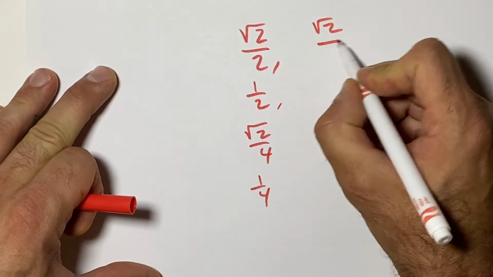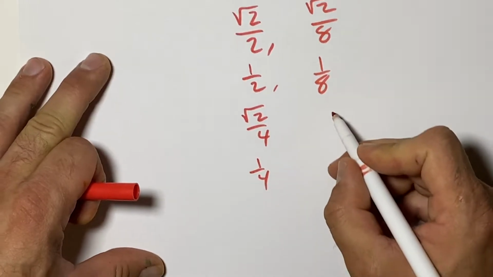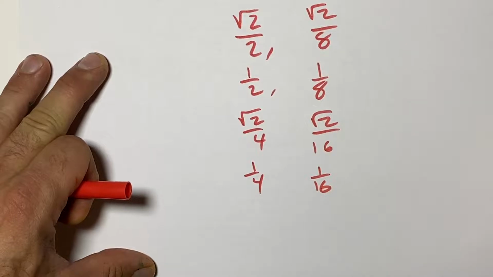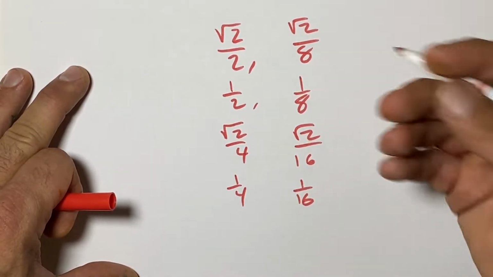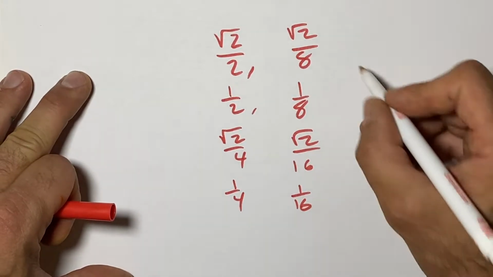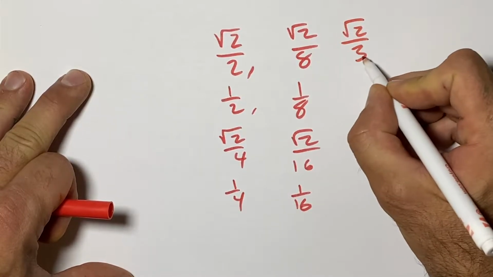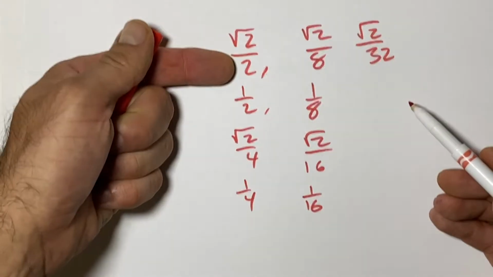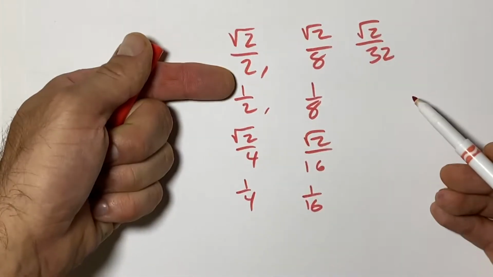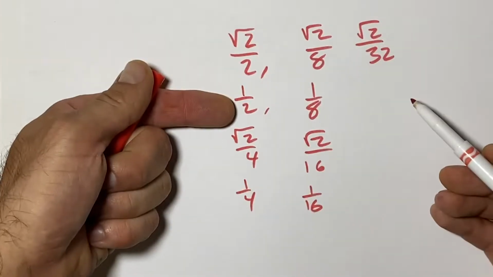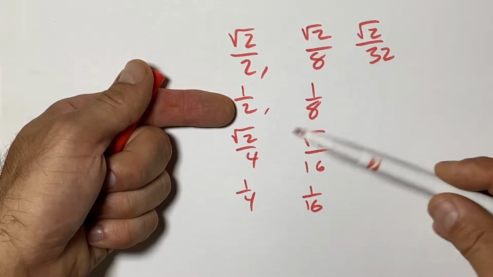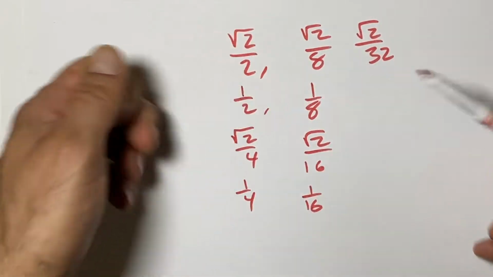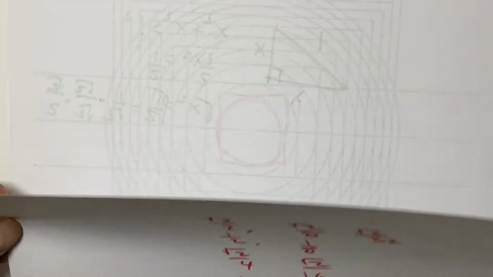Then radical 2 over 8. Then 1/8. Radical 2 over 16. 1/16. So you could probably see the pattern by now. The next one will be, what do you think? Radical 2 over 32. So we alternate between the radical 2 over 2 and then the whole number 1 over 2. And then we continue that pattern, but the bottom one gets multiplied by 2. So I wanted to show how that works.